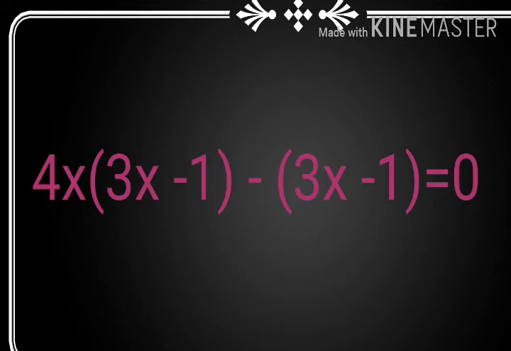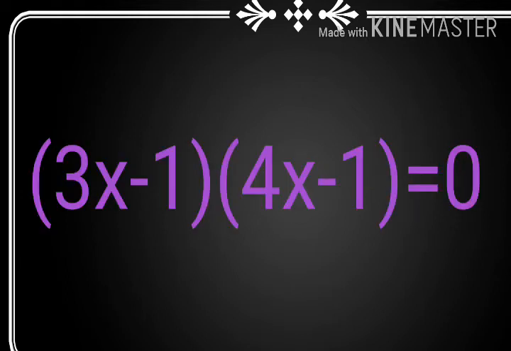Then in the next step, we want to take the common factor again. In these two groups, which is the common factor? 3x minus 1. So that we should take outside. So (3x minus 1) into, in the next bracket we want to write the remaining terms. In the first term, remaining is 4x. Then in the second bracket there is no number, so we can write it as 1.